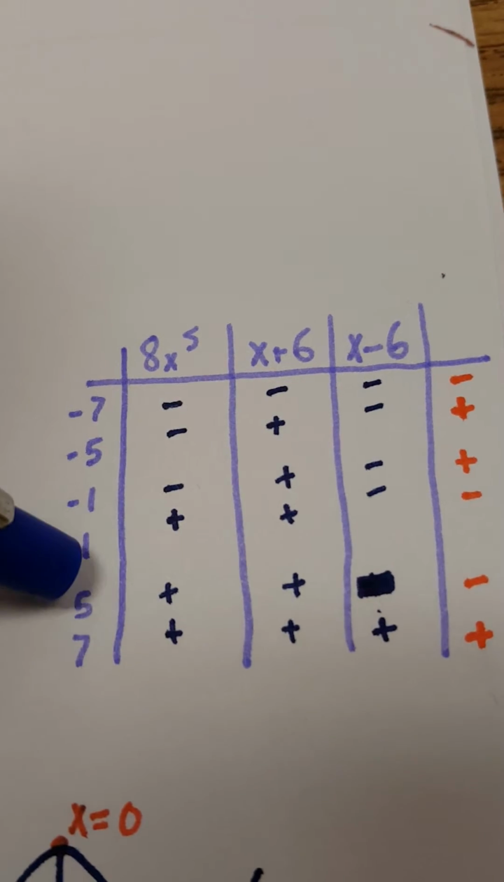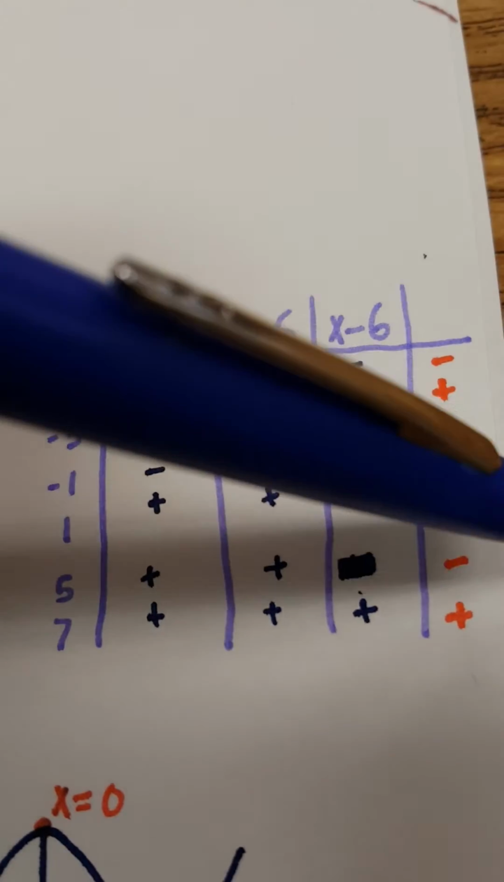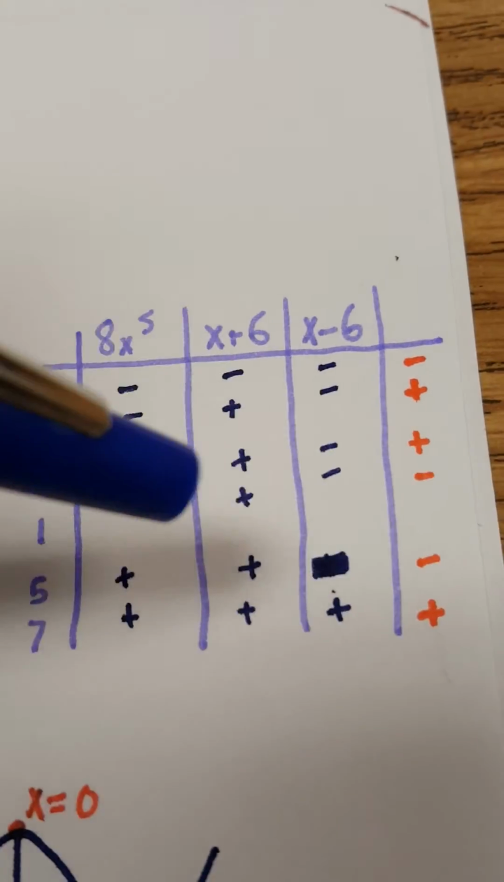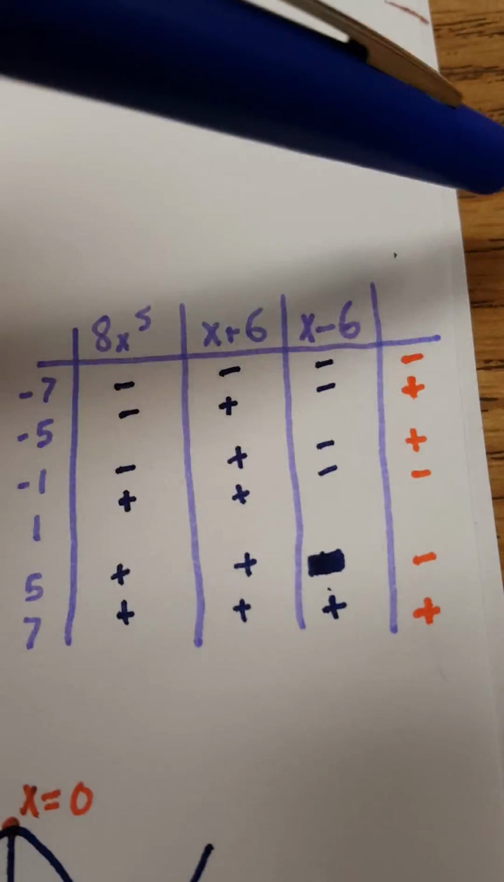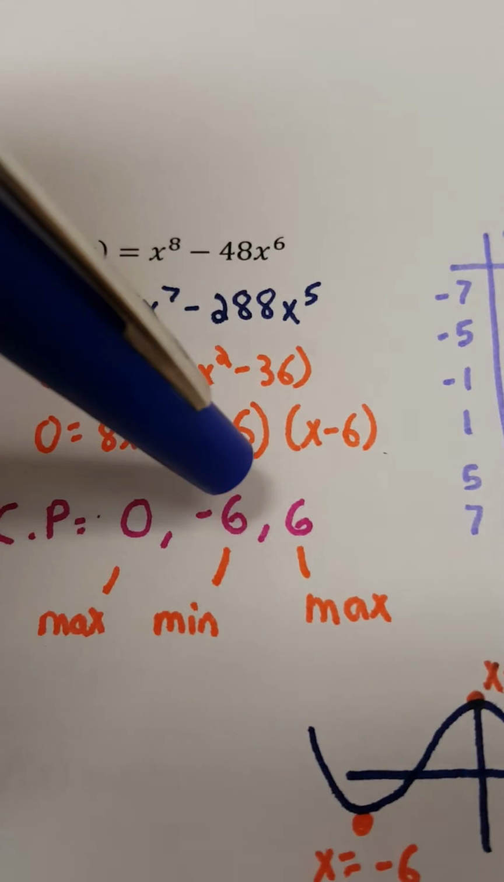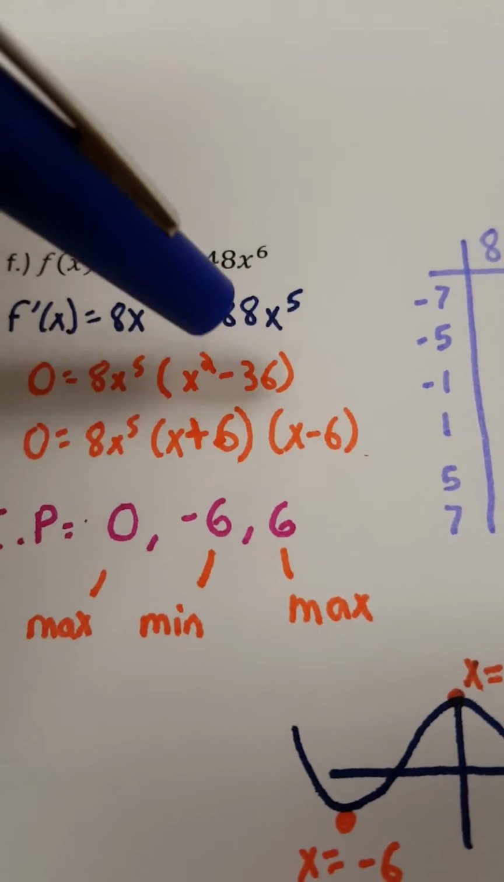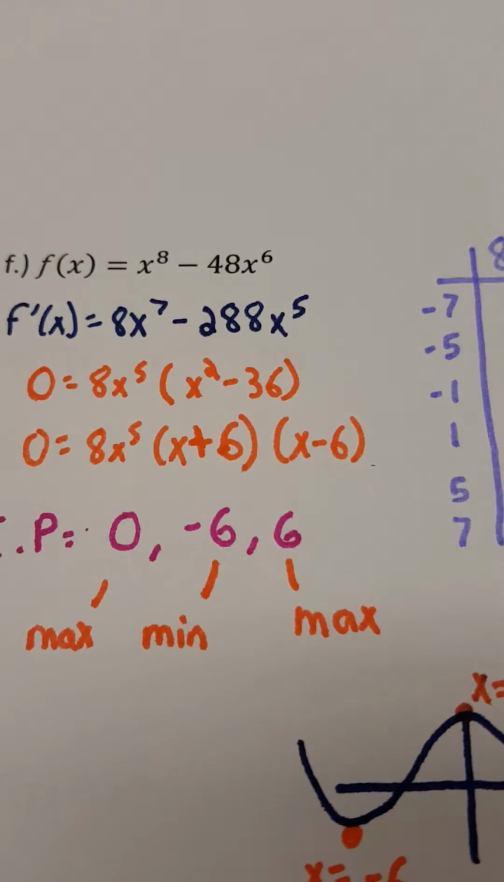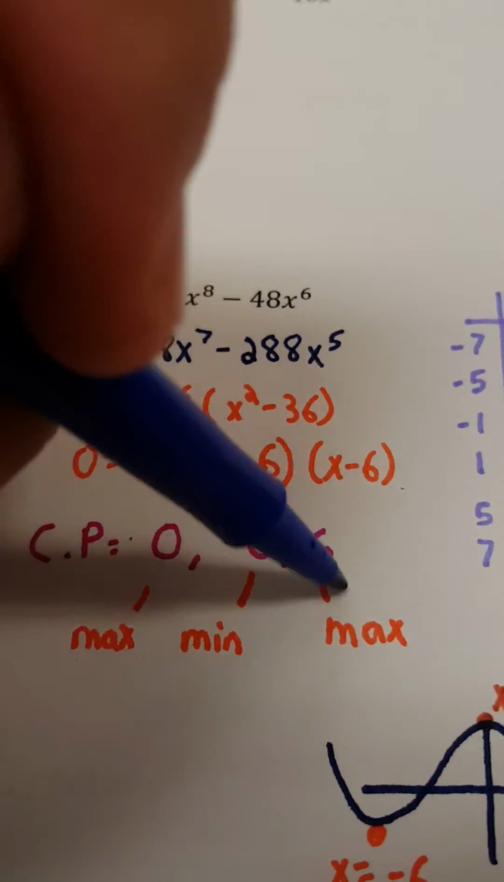Then at 6, for values close to 6, we have a negative times a positive. And so we have a negative slope to a positive slope. Well, a negative to a positive gives us a minimum. So at x equal to 6, we should have a minimum. Pardon me for saying maximum.